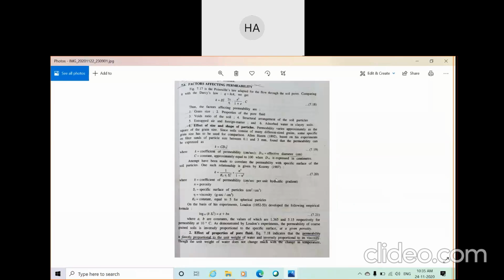Actually, we are discussing the first point, that is the effect of size and shape of the particle on permeability of soil. So here it is written, permeability varies approximately as the square of the grain size. From where is it written here? From this formula again. From this equation you can get it, that is coefficient of permeability, or simply permeability, varies approximately or is proportional to the square of the grain size. You can see d square.